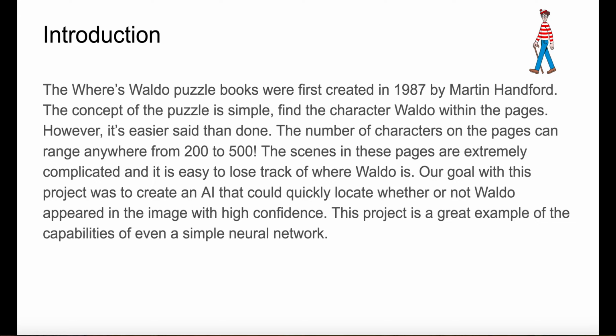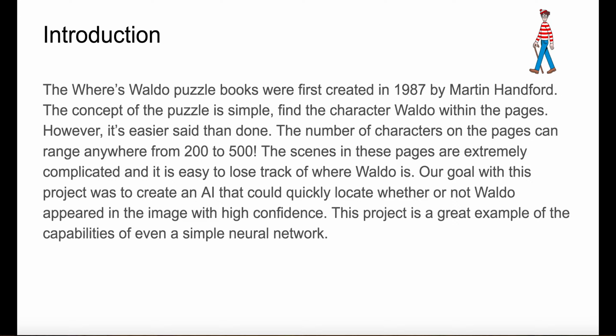The Where's Waldo puzzle books were first created in 1987 by Martin Hanford. The concept of the puzzle is simple: find the character Waldo within the pages. However, it's much easier said than done. The number of characters on the pages can range anywhere from 200 to 500 characters. The scenes in these pages are obviously extremely complicated, and it is easy to lose track of where Waldo is.